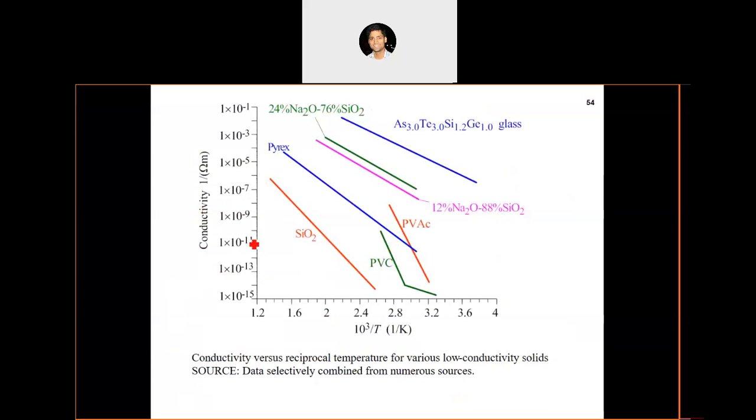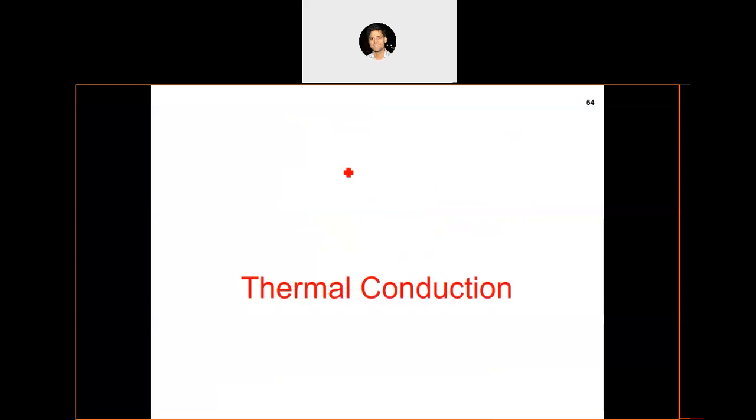Yes. These are actually experimentally measured electrical conductivities, and we can see that they follow the Arrhenius relationship very well. Okay. Any questions so far on the electrical conductivity of non-metals?